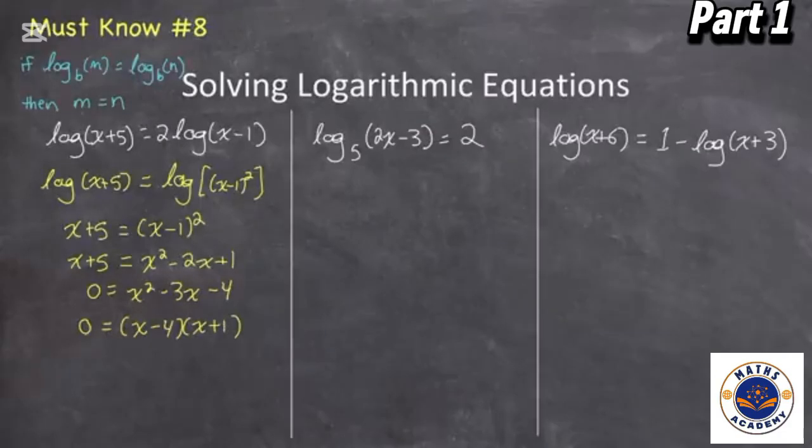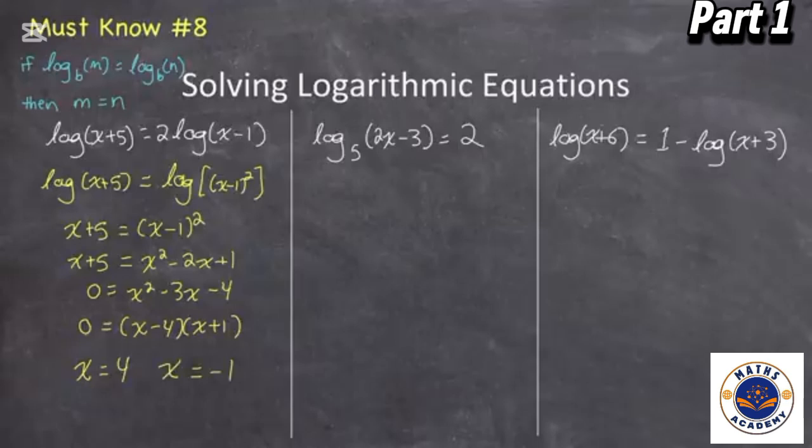Using the zero product rule, I know the product of these two factors would be 0 if either of the factors would be 0. This factor would be 0 if x was 4, and this factor would be 0 if x was -1. So my solutions to this equation are x equals 4 and x equals -1.